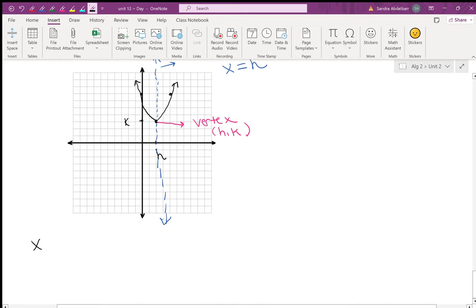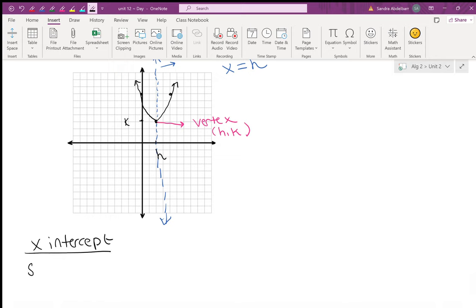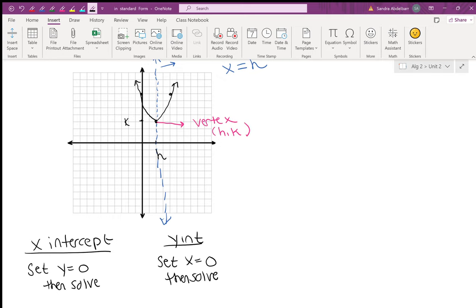All right, so x-intercept, set y equal to 0. Y-intercept, set x equal to 0. Then solve. All right, so that's for our vertical parabola.